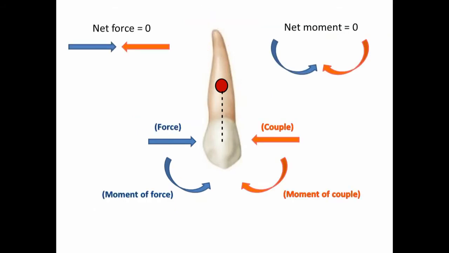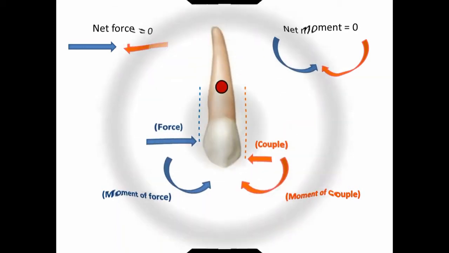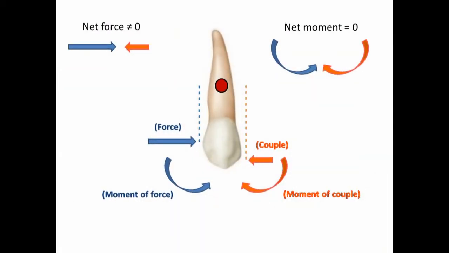In order to avoid rotation of the tooth, we can apply an equal and opposite moment by applying an equal and opposite force. But in that case, the tooth will not move at all. If we apply an opposite force of less magnitude at a farther distance from the center of resistance, we can apply the same moment in the opposite direction, which cancels out, and the tooth moves in a straight line.